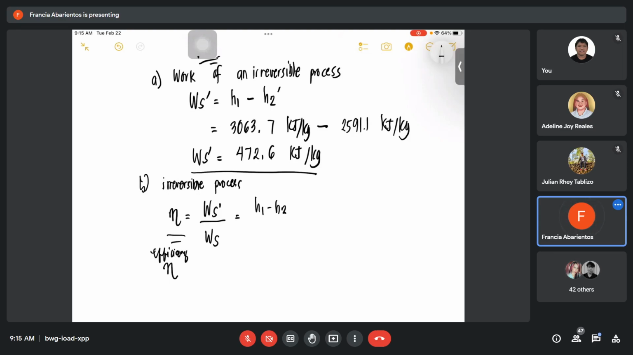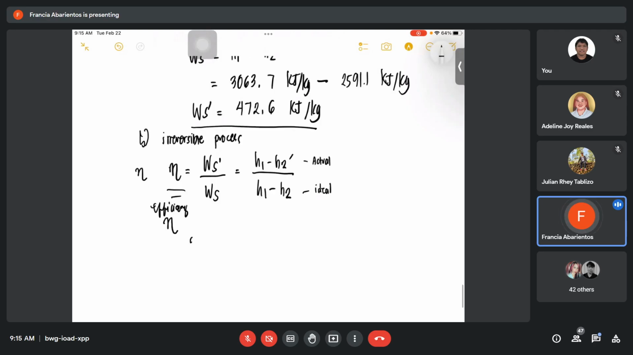Okay. This is efficiency. Pag ganyan yung class sa mga libro. Okay. So this is now the efficiency: the H1 minus the H2 prime, actual pala, over the H1 minus the H2. This is, class, the actual. This is the ideal. Okay. Finding for the efficiency. Efficacy pala.